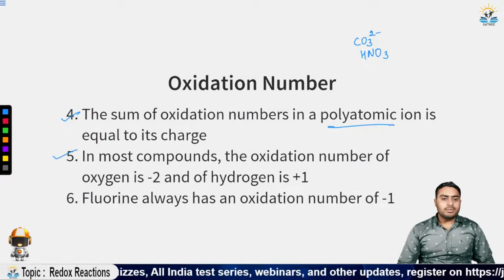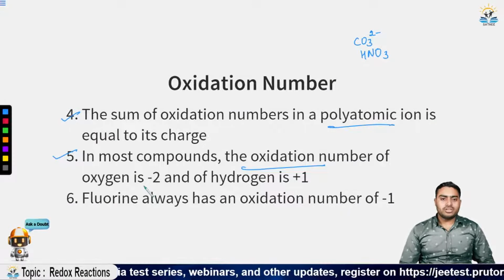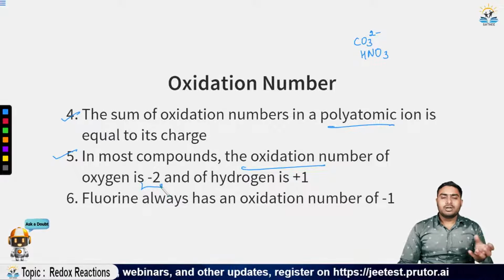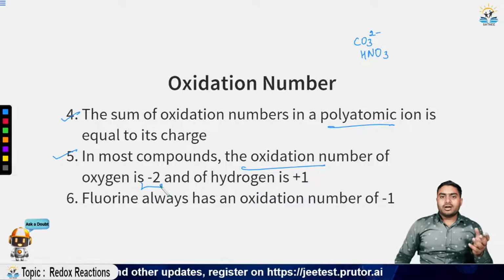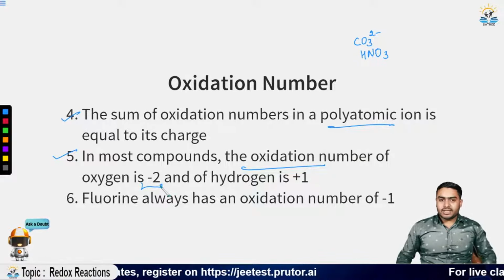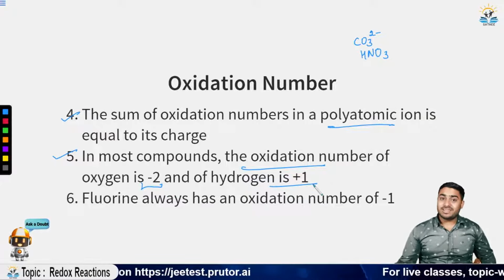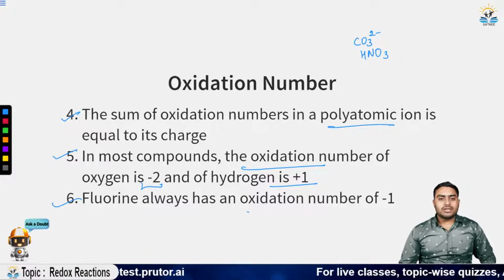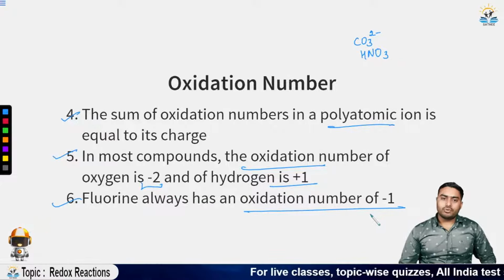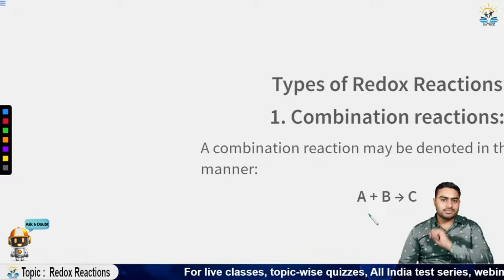Very simple. In most compounds the oxidation number of oxygen is -2. That's what we are using, right, in H2SO4 and HSO4 negative, and hydrogen is +1. Yes, definitely. Fluorine always has an oxidation number of -1.